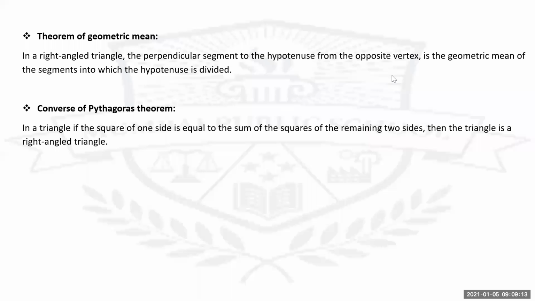Theorem of geometric mean. In a right angled triangle, the perpendicular segment to the hypotenuse from the opposite vertex is the geometric mean of the segments into which the hypotenuse is divided. I'm going to tell you the proof of this in the next slide. Don't worry. Converse of Pythagoras theorem. In a triangle, if the square of one side is equal to the sum of the squares of the remaining two sides, then the triangle is the right angled triangle.